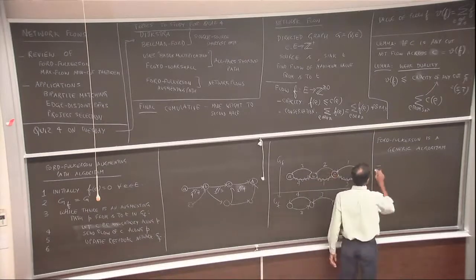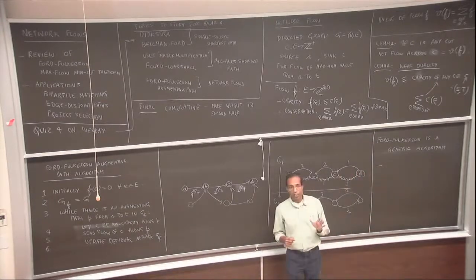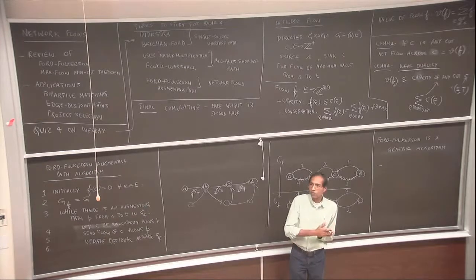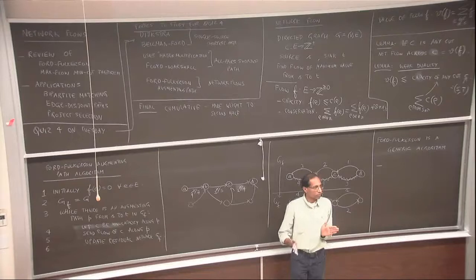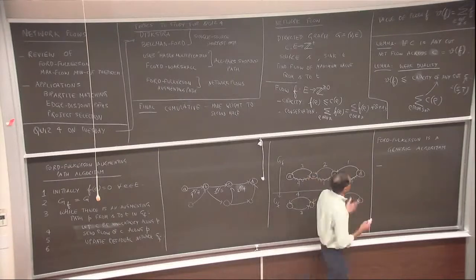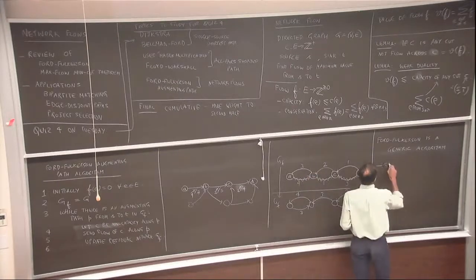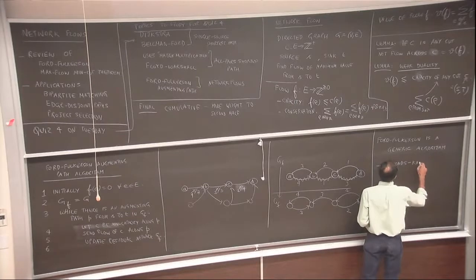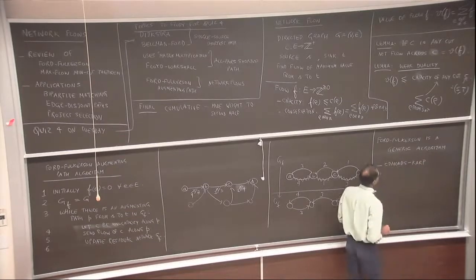It turns out, if you were to actually use BFS, so that you always try to find the shortest path, the path that has the fewest number of hops, that works very well. That variant of the algorithm is called Edmonds-Karp, because they came up with this idea. And so that's the generic algorithm.